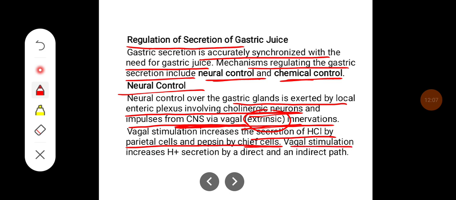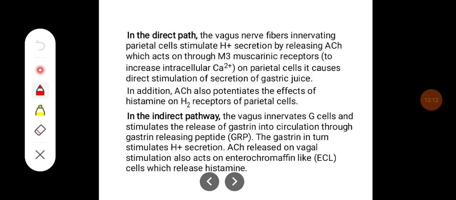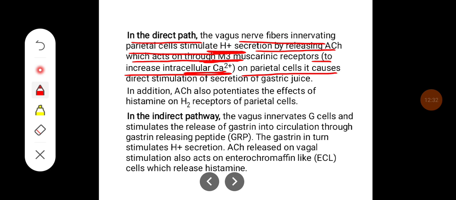The vagal stimulation increases the H plus ion secretion by direct and indirect paths. In the direct path, the vagus nerve fibers innervating the parietal cells stimulate H plus secretion by releasing acetylcholine, which acts on these cells through the M3 muscarinic receptors, with the molecular mechanism being an increase in intracellular calcium in parietal cells, and it causes the direct stimulation of the gastric juice. In addition, acetylcholine also potentiates the effect of histamine on H2 receptors on the parietal cells.